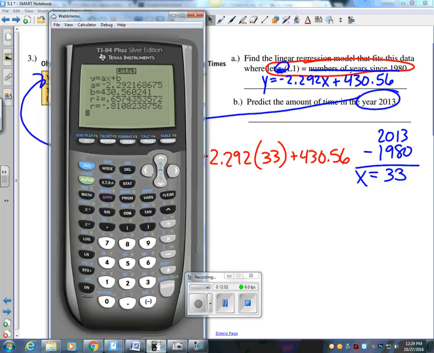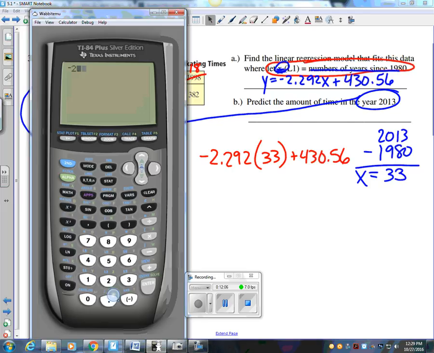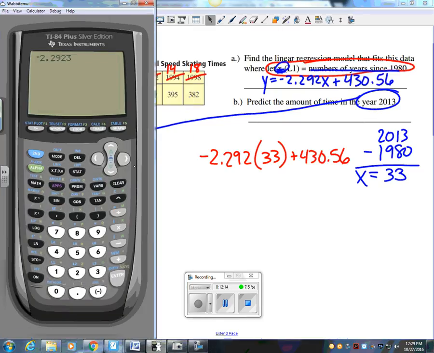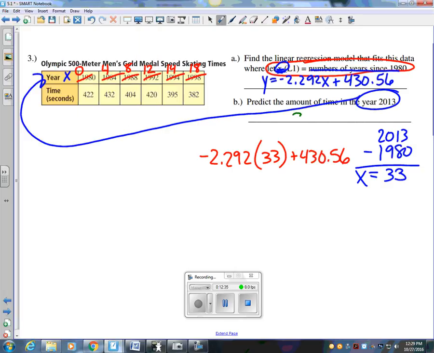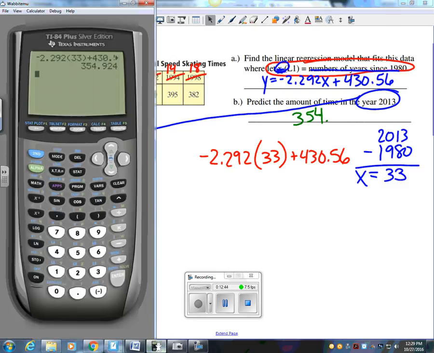All right, let's type that in the calculator. Negative 2.292, parentheses 33, plus 430.56. And you get 354.924.